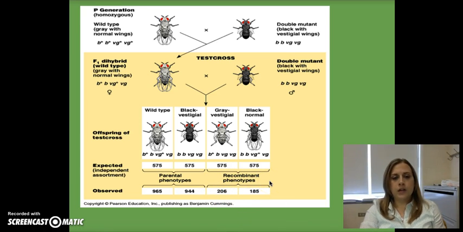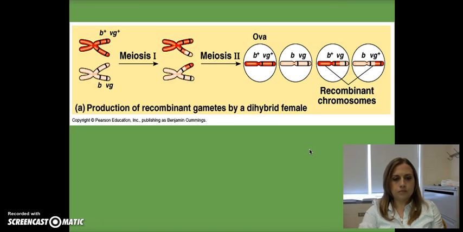They represent a recombination of the genes that we were looking at. So we no longer have wild type body color and wild type wings inherited together, nor do we have the double mutant traits inherited together. They've been recombined, so we call them the recombinant phenotypes.